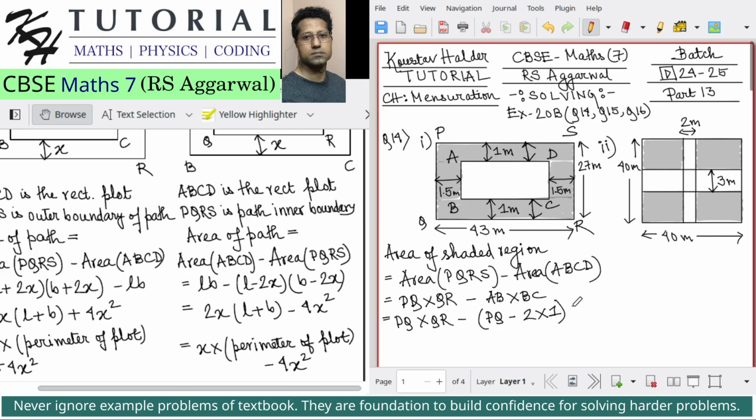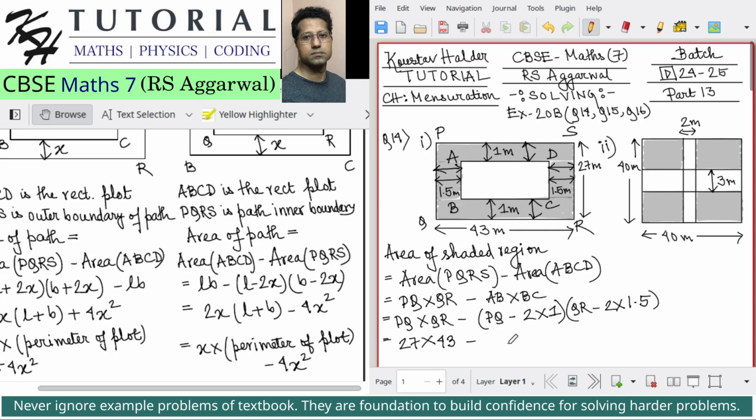Okay. And what is BC? Similarly, BC will be QR minus 2 into this width. This width and that width are the same, and it is 1.5. So, 1.5. Okay. So, now we can put the values of the lengths PQ and QR. PQ is given to be 27, QR is given to be 43.